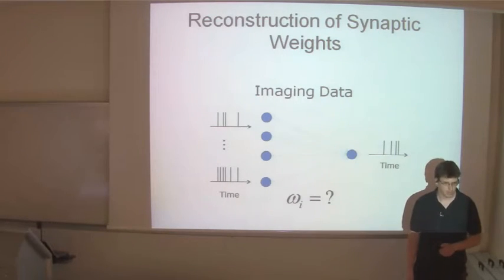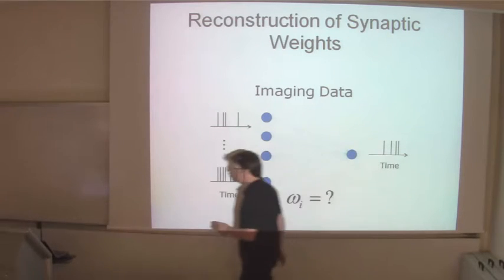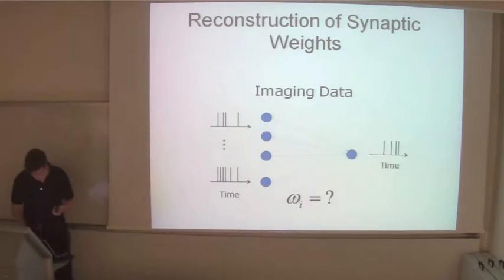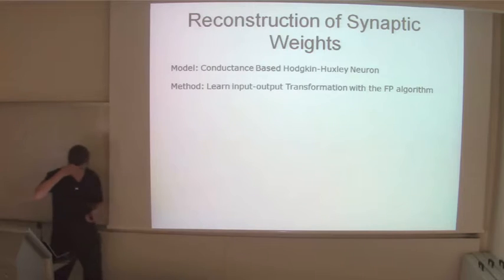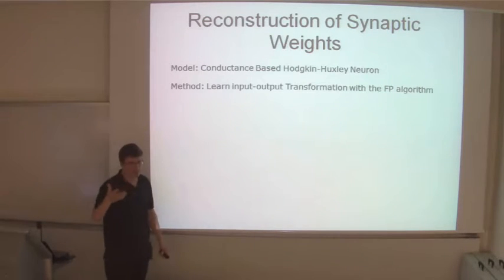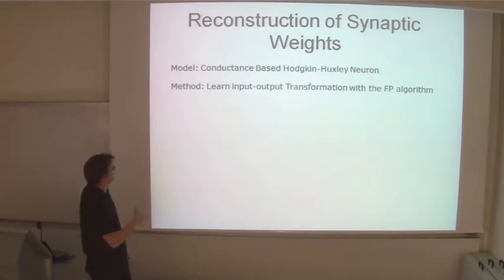Yeah, exactly. So this is what we will show, but we want to do it in a more realistic way, because the brain doesn't have a leaky integrate-and-fire neuron. So we take a conductance-based Hodgkin-Huxley neuron. This is like the neuron that we recorded from in the brain, and we learn the input-output transformation with the fine precision algorithm with the leaky integrate-and-fire model.